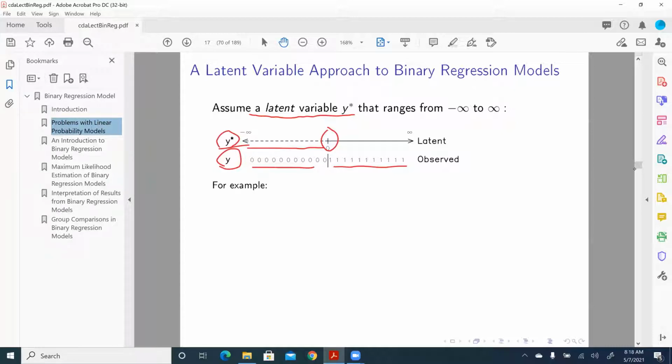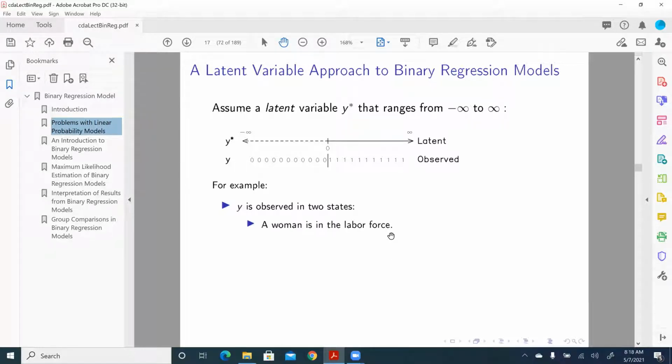Same thing for y, observed y equal to 1. We have range from 0 to positive infinity. So if y star, this latent unobserved continuous variable, ranges from 0 to positive infinity, we observe 1. And we have a couple examples, right? Y is observed in two states, could be a woman in the labor force. So y equal to 1 is in the labor force, and then y equal to 0 is when this woman is not in the labor force.